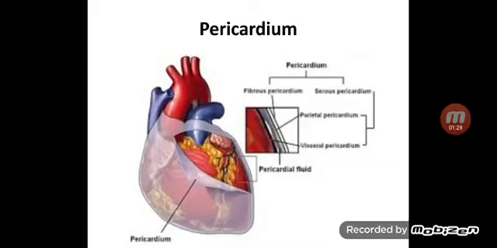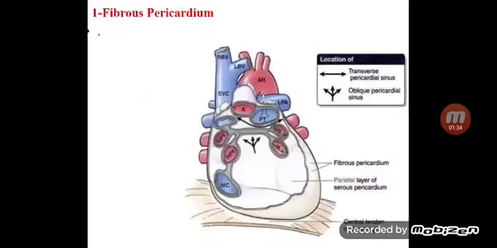What are the parts or the layers of the pericardium? The pericardium is divided into an outer fibrous layer and an inner serous layer. So the first one is the fibrous pericardium. The fibrous pericardium is the strong layer. It is the fibrous, strong part of the pericardium. It is firmly attached to the central tendon.